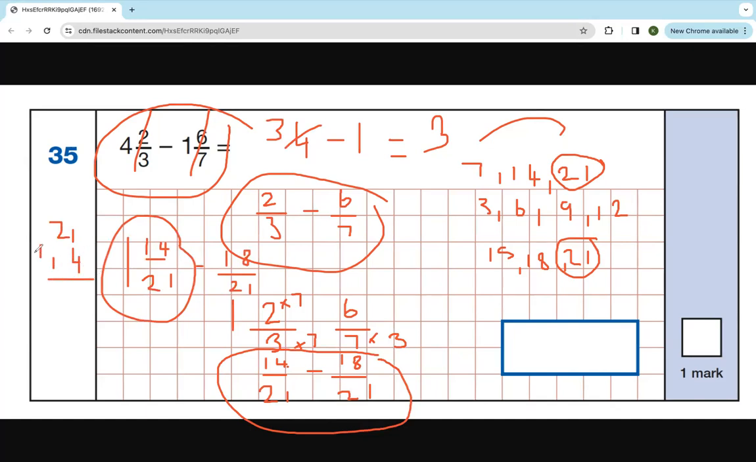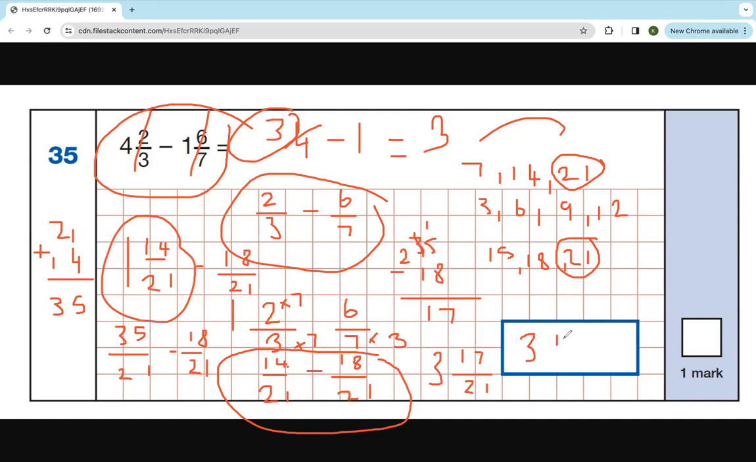Even if you can do this in your head, I want to show you visually so that you can see it. Visual maths is very important. So now I have 35 over 21, take away 18 over 21, and that's a nice question. So 35, take away 18, go next door, pop it there, and you have 17. So our answer is 17 over 21, and the 3 that you left behind, and that is your answer.